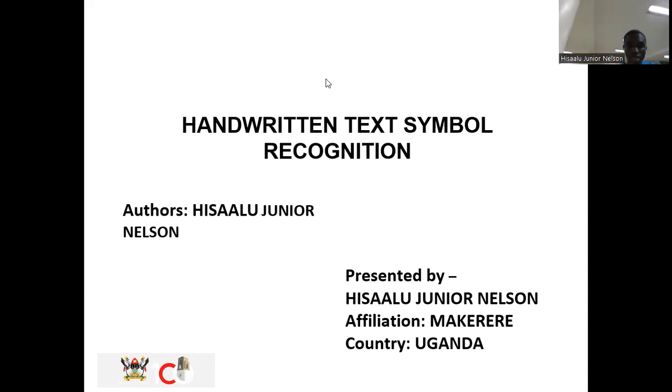By the names, I'm Junior Nelson, Bachelor of Science in Computer Science, year 2, Makerere University, taking you through a presentation of handwritten text symbol recognition. First of all, this is my AI project that I'm working on, whereby we are going to recognize handwritten text. The machine is going to scan it and then convert it into readable machine text such that it's able to identify who the problem is.